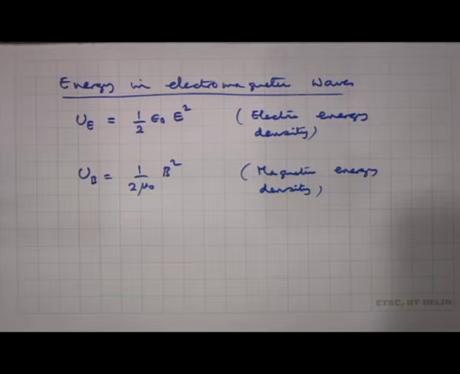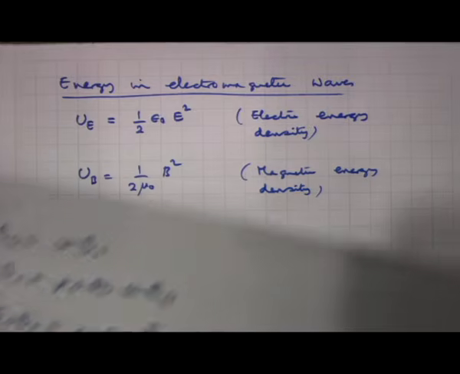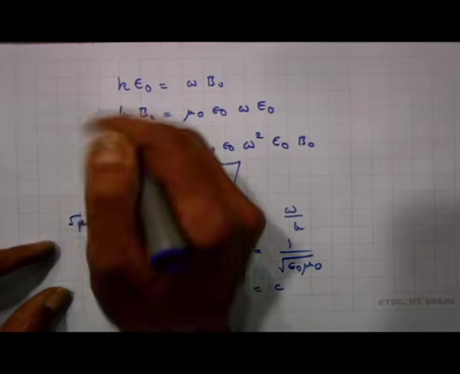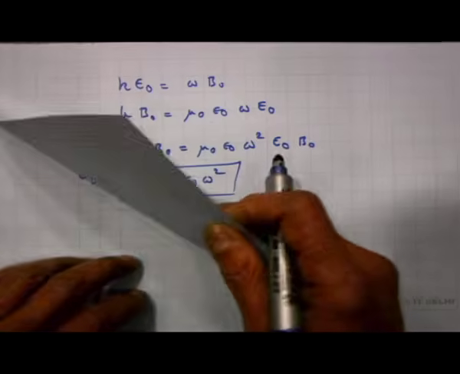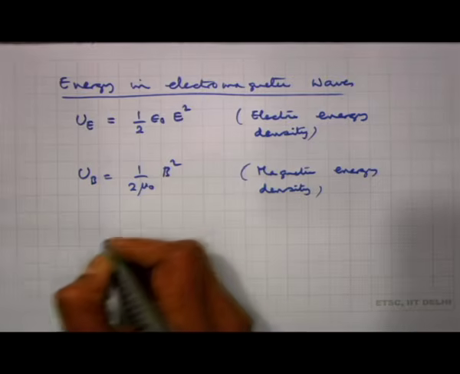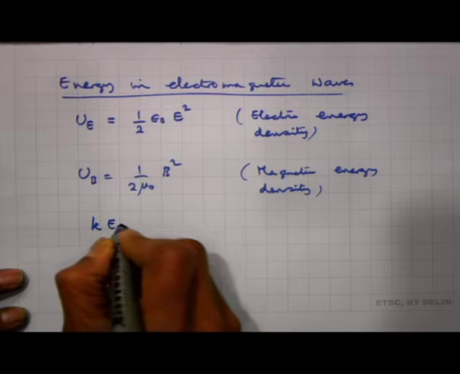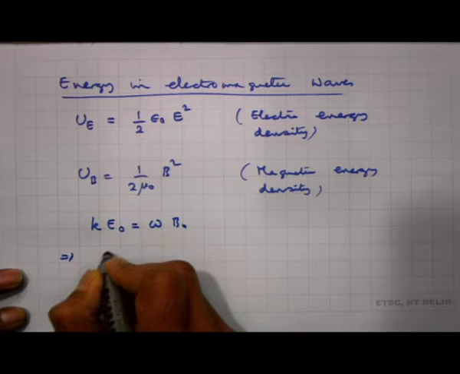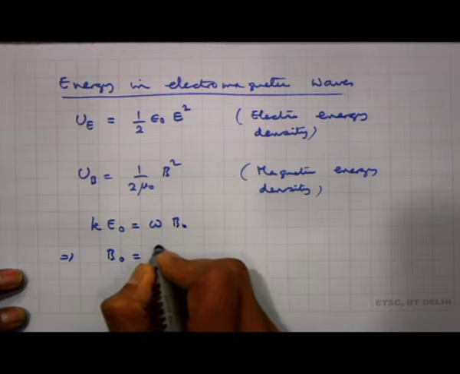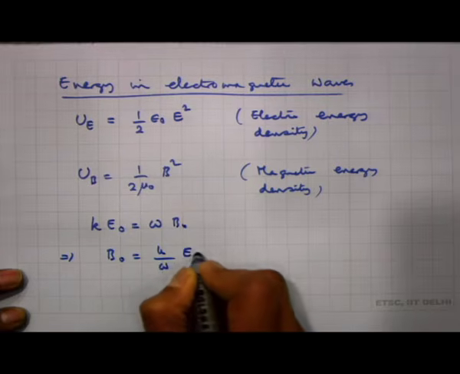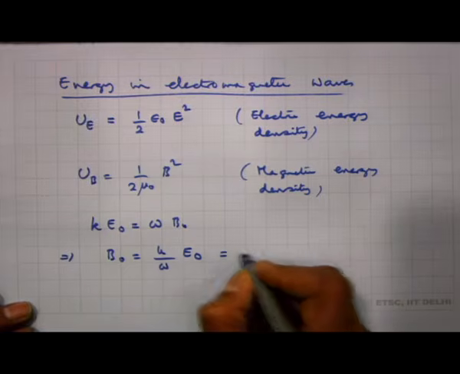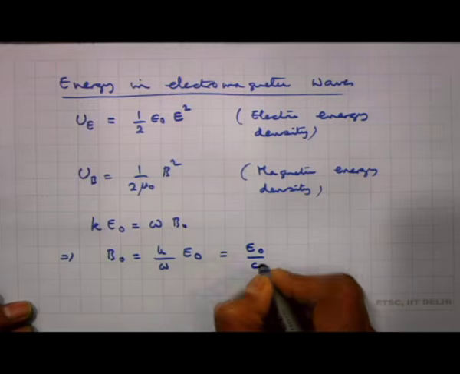Now, we have got these two solutions here, and I have shown you the speed as 1 by square root of epsilon 0 mu 0. So, also note this equation, let me see what that implies. Let me rewrite that equation. k times E naught is equal to omega times B naught. This implies B naught is equal to k by omega into E naught, and k by omega is 1 by c. So, this is equal to E naught by c.